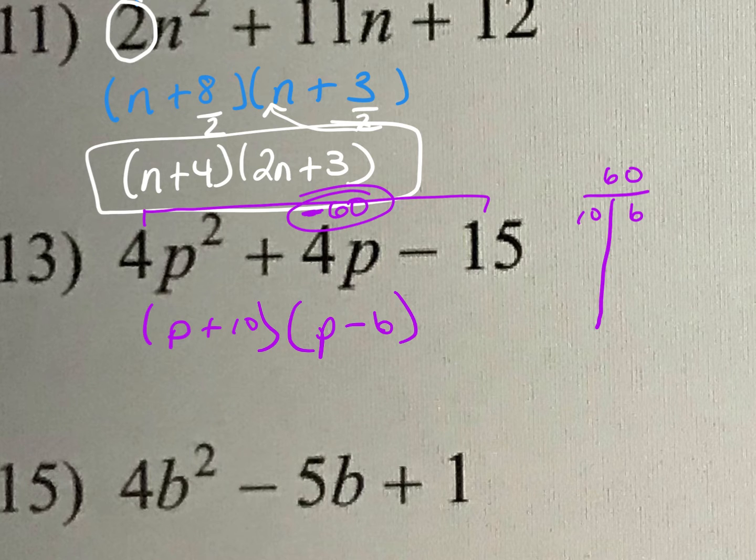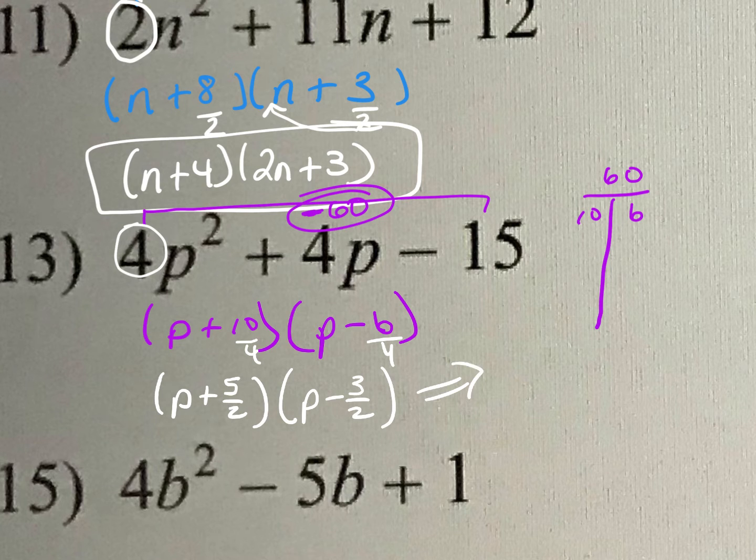Okay, so now we're going to divide both of those factors by 4 since our a term is not 1. Does 10 divide by 4 evenly? No. But can I simplify that? Yes, what would that simplify to? 5 over 2, agreed. And then 6 divided by 4 doesn't work out evenly, but what can it simplify to? 3 over 2. Good. And now I can rewrite my 2 parentheses as what? 2p plus 5, 2p minus 3. Perfect.